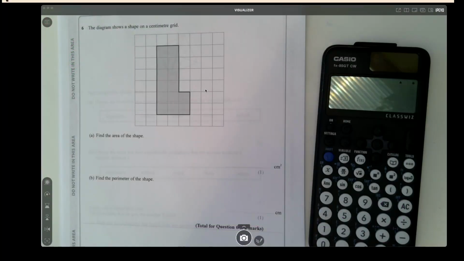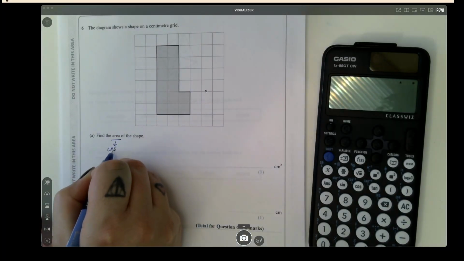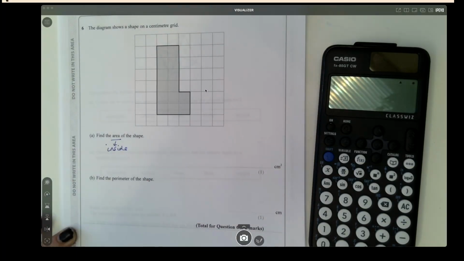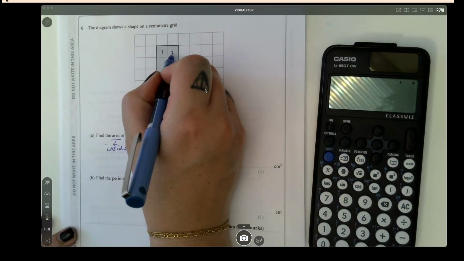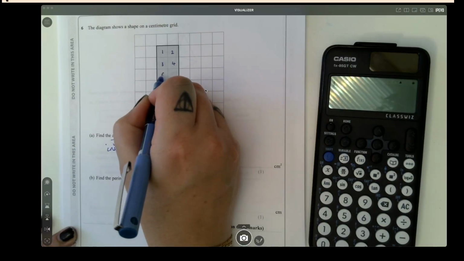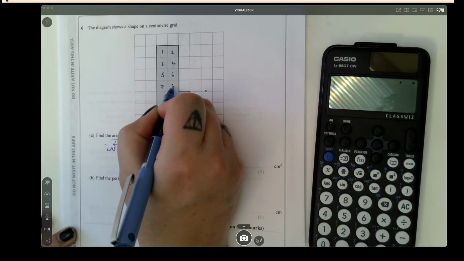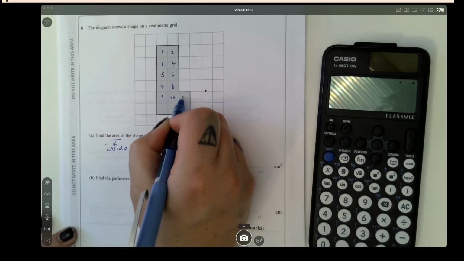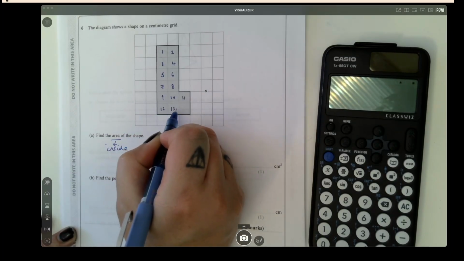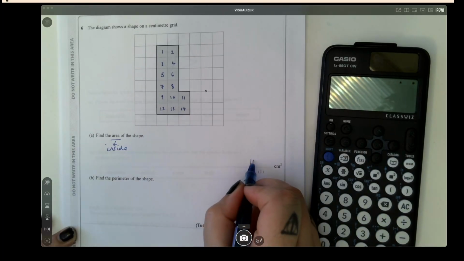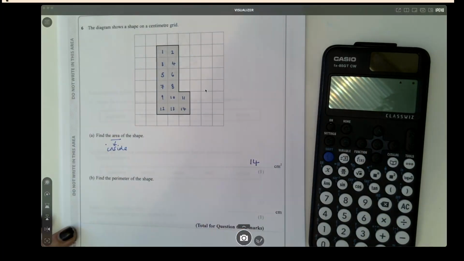Question 6. The diagram shows a shape on a centimetre grid. Find the area of the shape. So the area is the inside of the shape. So it's on a centimetre grid. I'm going to count the squares. 1, 2, 3, 4, 5, 6, 7, 8, 9, 10, 11, 12, 13, 14. So it has an area of 14 centimetres squared.